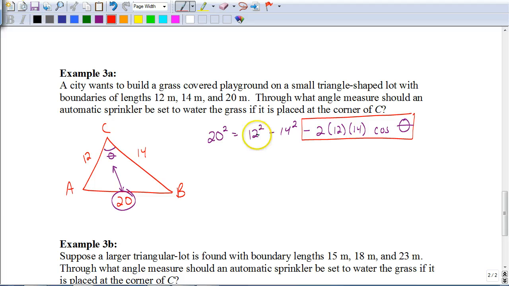So here's an easier way to do this. I'm going to subtract 12 squared from both sides and 14 squared from both sides, because my calculator can handle this all at once. So 20 squared minus 12 squared minus 14 squared is going to simplify to just be 60. And on the right side, I'm going to simplify what I boxed up there, the negative 2, the 12, and the 14. That simplifies to be negative 336.